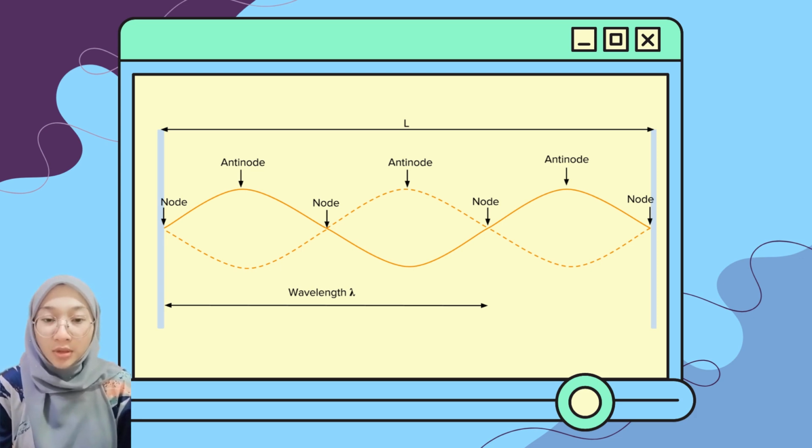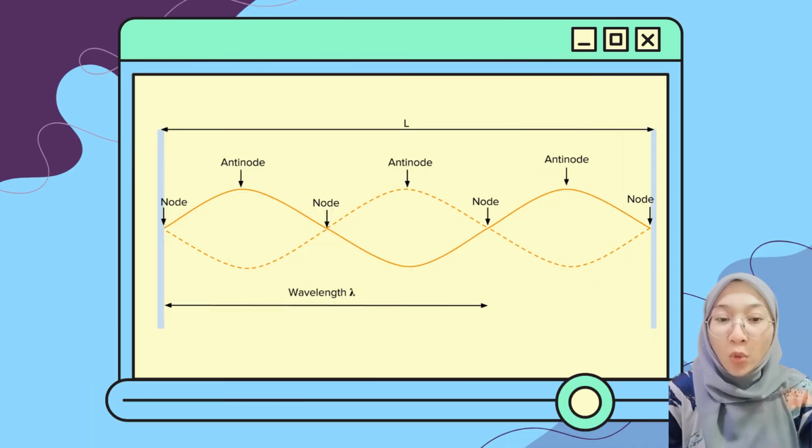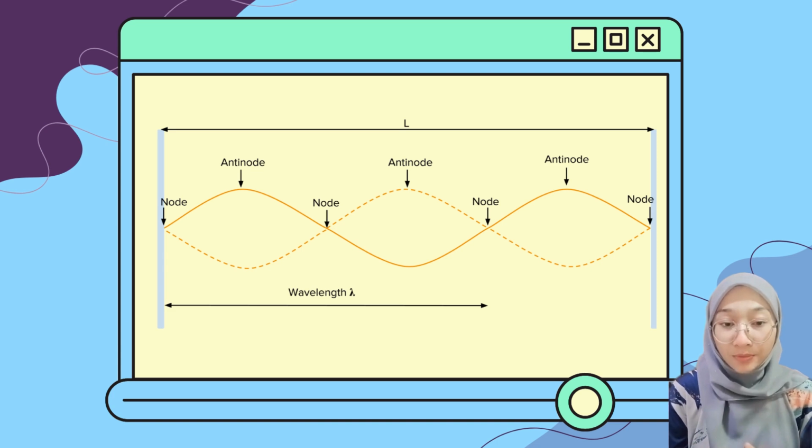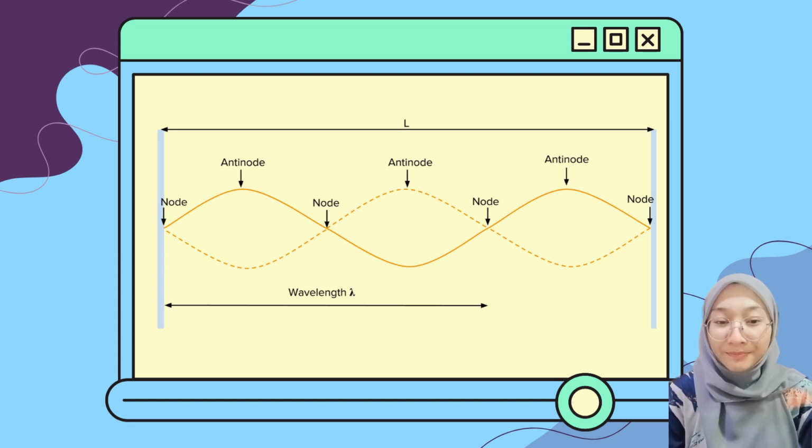And for the antinodes, these are points of maximum displacement where constructive interference occurs, which is where the waves reinforce each other. Third, fixed ends. The string is fixed at both ends, so the displacement at those points is always zero, forming nodes. Fourth, the distance between two adjacent nodes or two adjacent antinodes is half the wavelength. The distance between a node and an adjacent antinode is 1/4 of the wavelength.